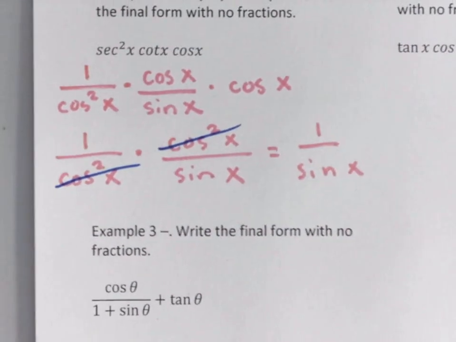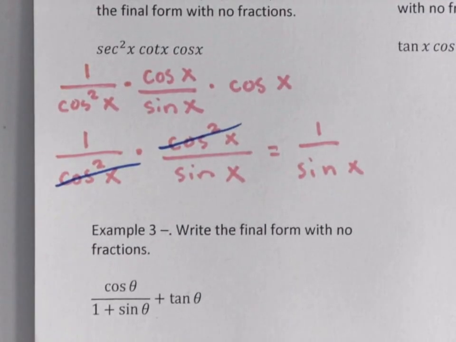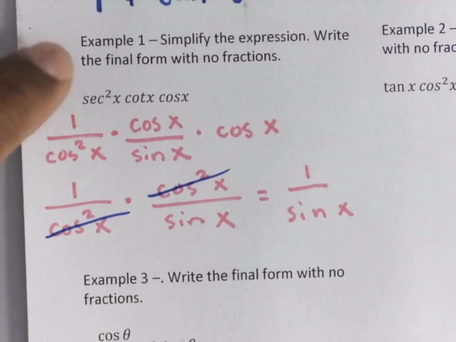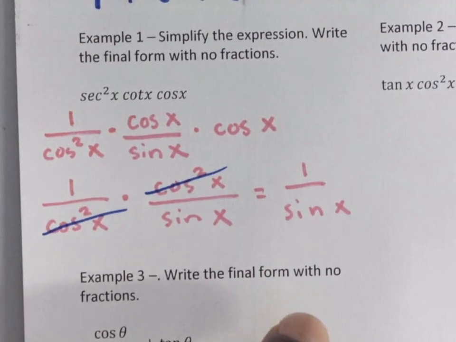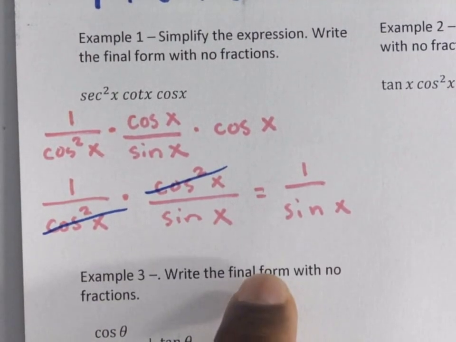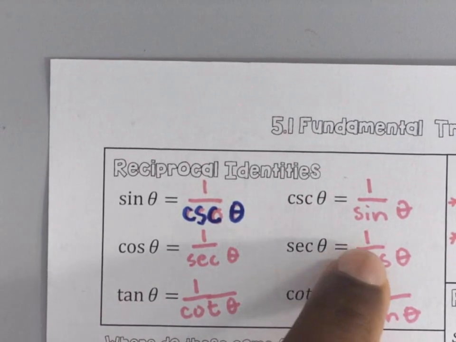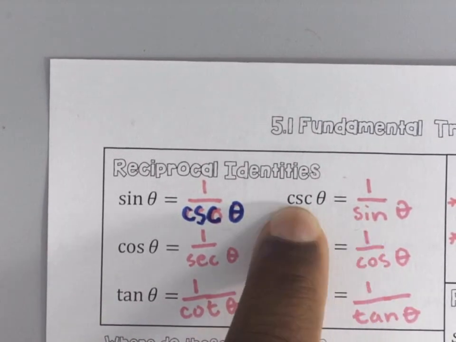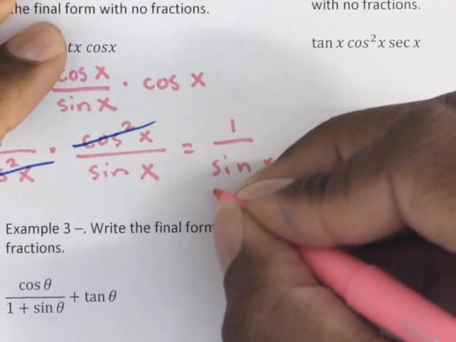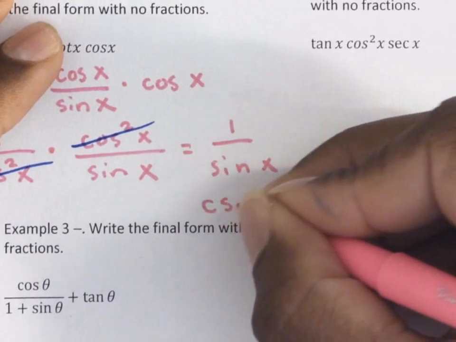And can I write this in terms of a fraction? It's not a no-fraction form. So it would be cosecant. I'll use the reciprocal. Whenever I have 1 over sine of whatever the angle is, I can rewrite it as cosecant of that angle. So my final answer is cosecant x.